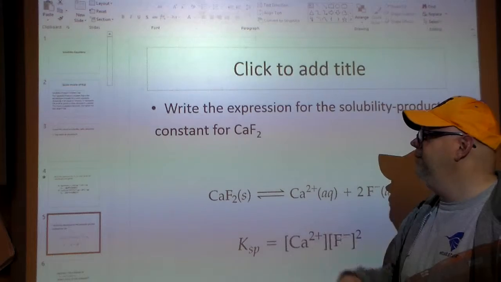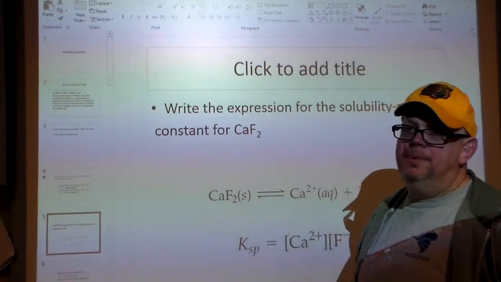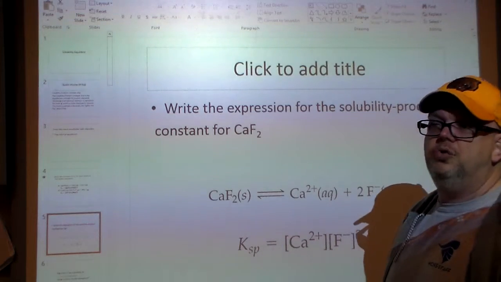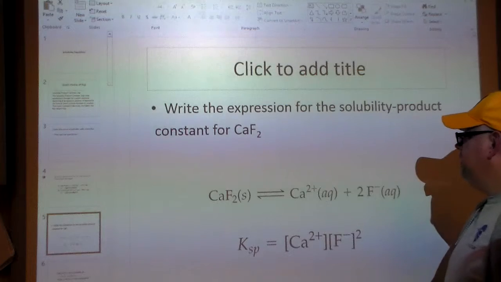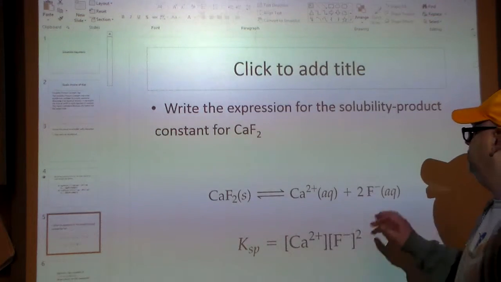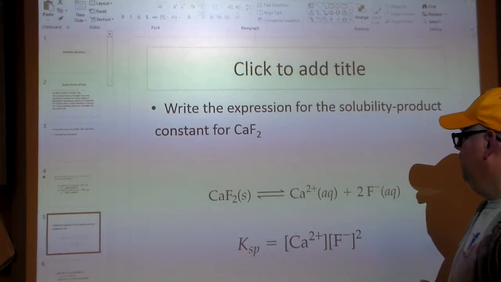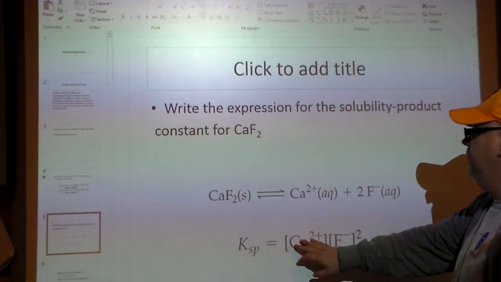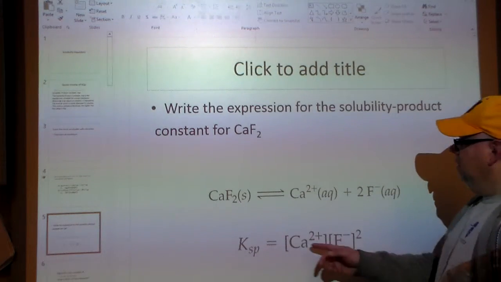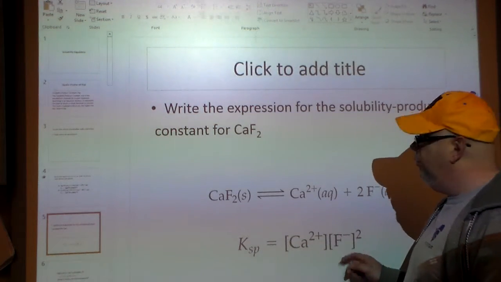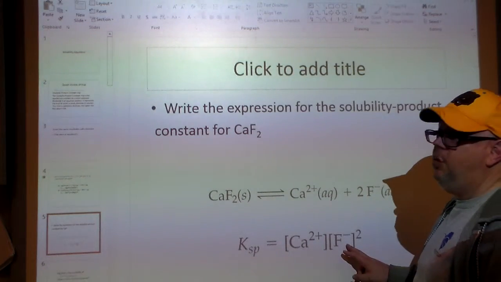Again, write the expression for the solubility product constant for calcium fluoride. Here's CaF2. On the exam, this should already be balanced. They're not going to try to trick you for stuff like that. So in this case, Ca with the 2 plus, and the 2 F with the minus. So you're going to have the calcium and the fluorine. The calcium's not squared because it's only 1, but you have 2 fluorines, so you have to square it.